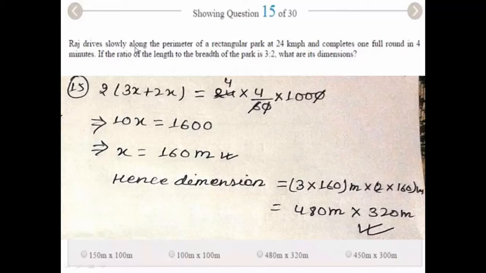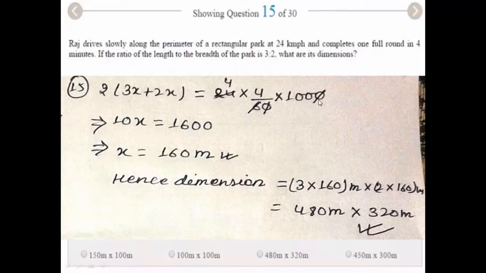The perimeter of a rectangle is 2 into (a plus b), means length plus breadth. The length to breadth ratio is 3:2, means 3x plus 2x equals 24 km. This is the distance covered by Raj: 24 into 4 by 60, to convert minutes into hours, into 1000, because kilometer per hour is converted into meters like this.